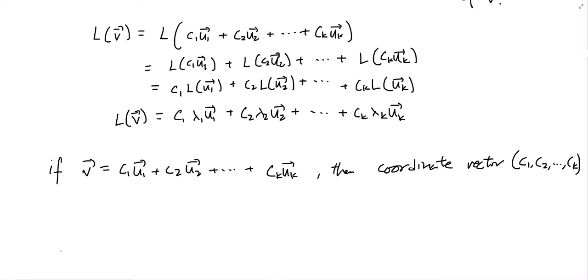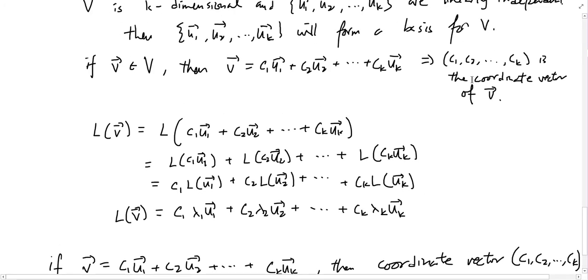So if I just look at this right here, v has this coordinate vector, then what is the coordinate vector of L of vector v? Well, let's write it out, and I'll show you how we can form that. The coordinate vector for L of vector v is actually c1 lambda 1, c2 lambda 2, dot dot dot, c sub k lambda sub k.